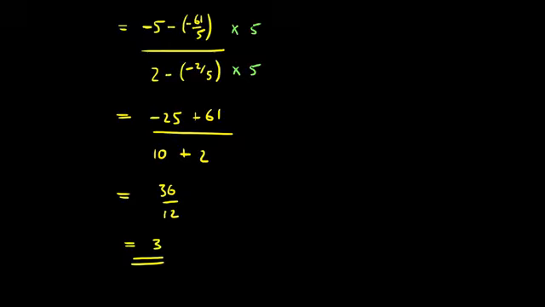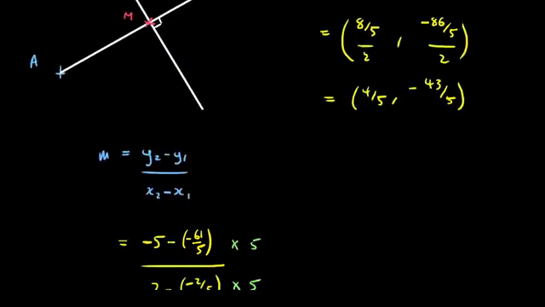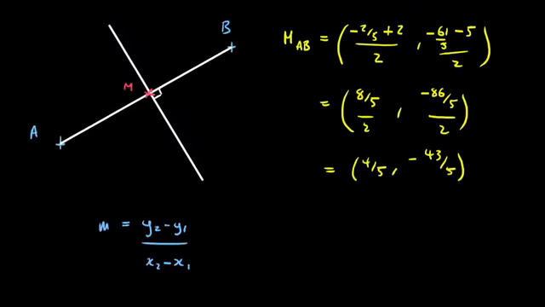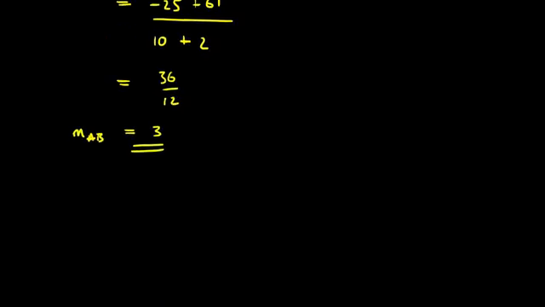So we now know that the gradient of AB, little m AB, is 3. What we want to find is the gradient perpendicular to that. How do we find a perpendicular gradient? We need to use the formula m1 m2 is equal to negative 1. If two gradients are perpendicular, then the product of those gradients is equal to negative 1. So if our gradient of AB is 3, then the perpendicular gradient is equal to minus 1 divided by 3.